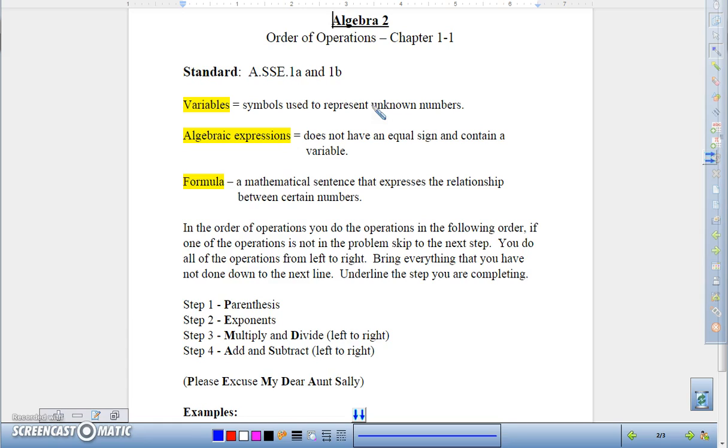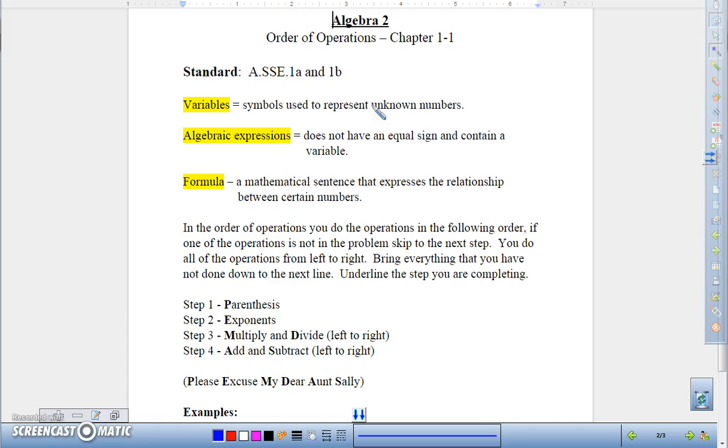Algebraic expressions, they do not have an equal sign and they contain a variable. They'll be something that you have to simplify, most likely, but not actually solve, because solving would then be an equation because it would have an equal sign. A formula is a mathematical sentence that expresses the relationship between certain numbers, and we'll be simplifying some formulas here in a little bit.